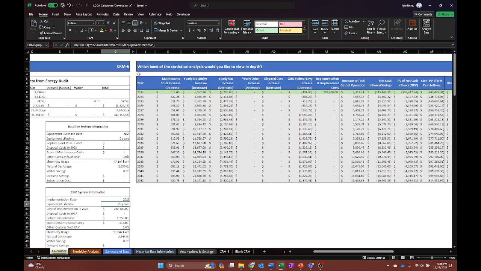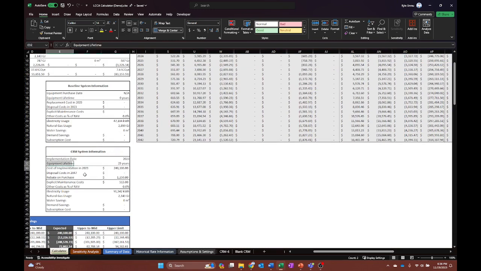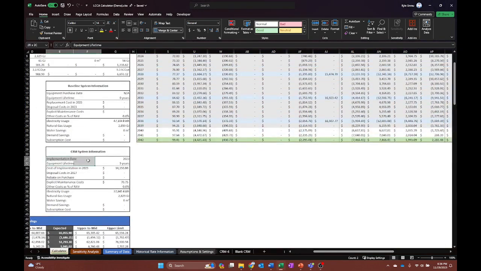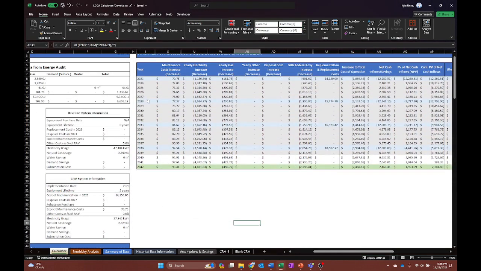So if I were to select something with an equipment lifetime less than the projection period, such as CRM5, which has an equipment lifetime of 5 years, this is where you're going to see multiple implementation costs.